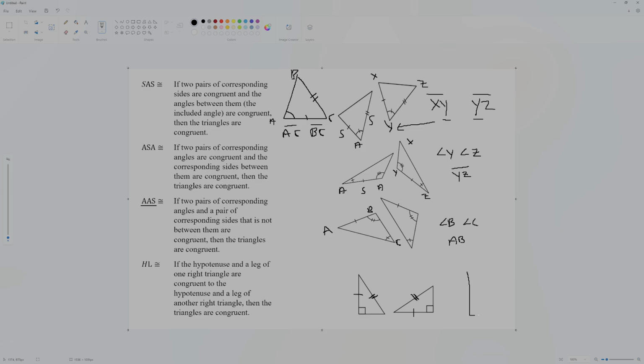Sometimes they'll try to trick you. They'll give you a triangle that looks like this, and they'll give you these two sides. Okay. This would not be hypotenuse leg. This would instead be side angle side. So side angle side. Okay, because that's the included angle. So just be aware of that. That's something that might happen.